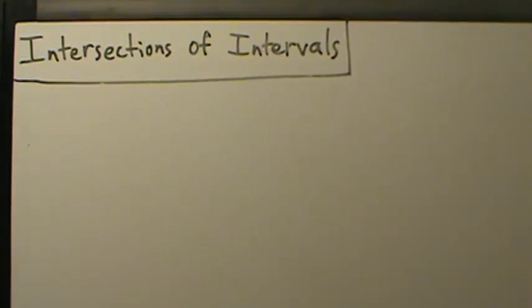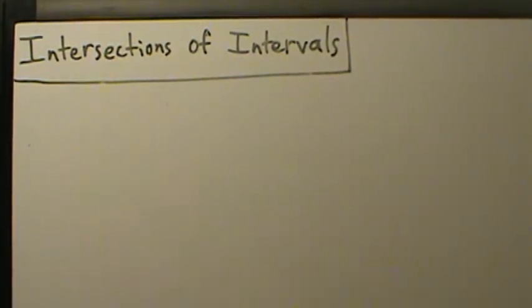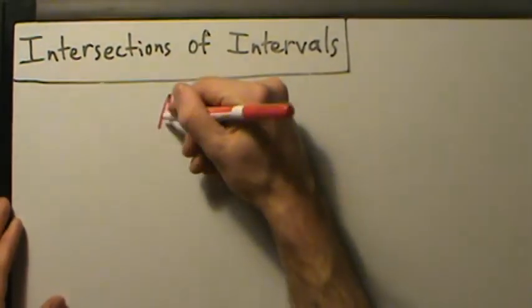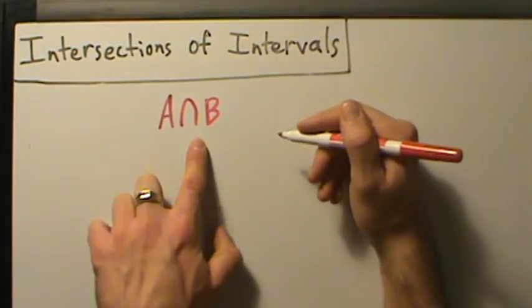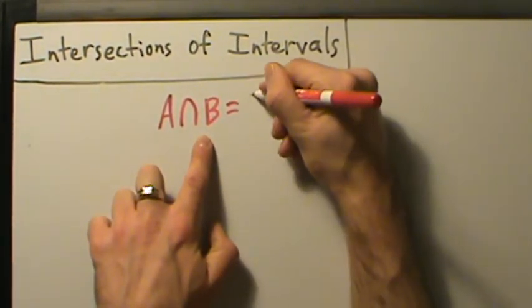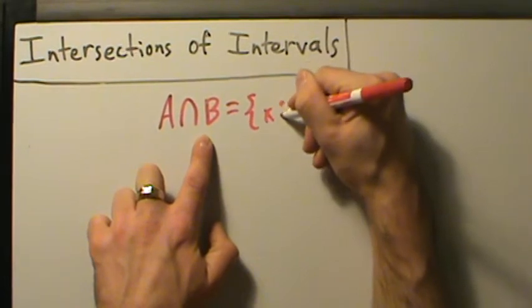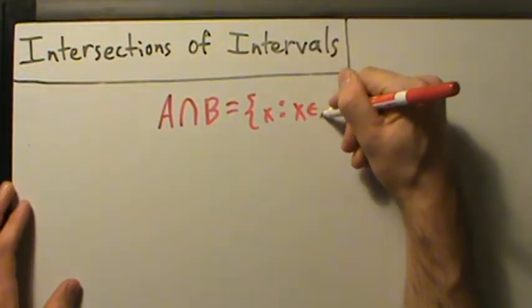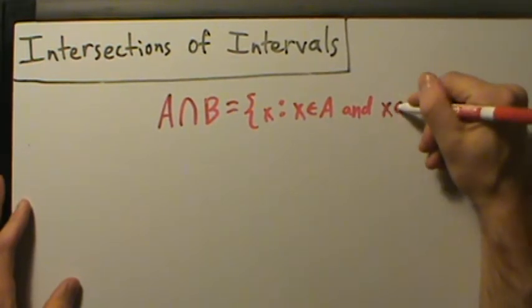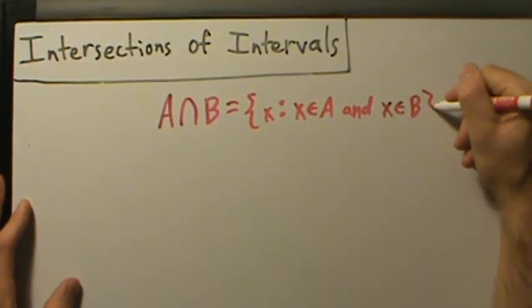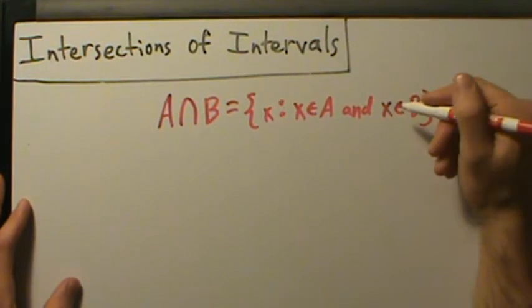Alright, in this video we're going to start talking about intersections of intervals. So remember what an intersection is, we talked about this in an earlier video. If we have two sets A and B, A intersection with B is going to be the set of all the x such that x is an element of A and x is an element of B. Remember, the intersection of two sets is just everything that's in both of the sets.